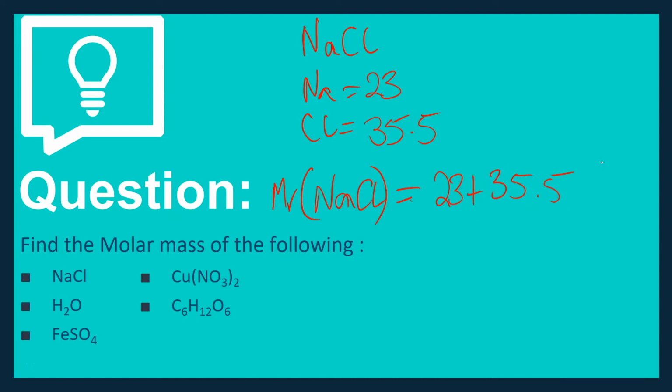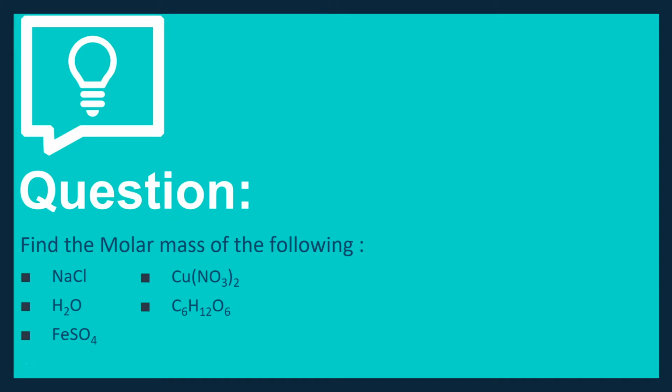So if I've got NaCl, the molar mass of that is going to be 23 plus 35.5. I only have one of each, so I don't need to do any multiplying in here. And if I add those together, I get 58.5. Alrighty, so that is sodium chloride. So if I had 6.02 times 10 to the 23 molecules of sodium chloride, it would weigh 58.5 grams.